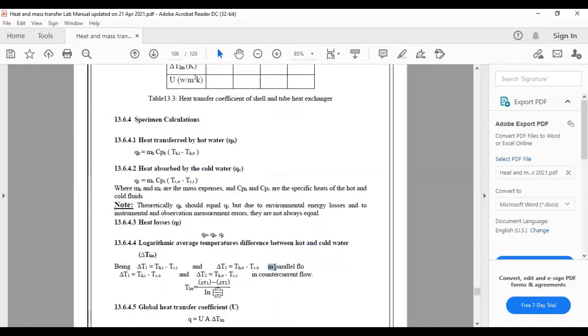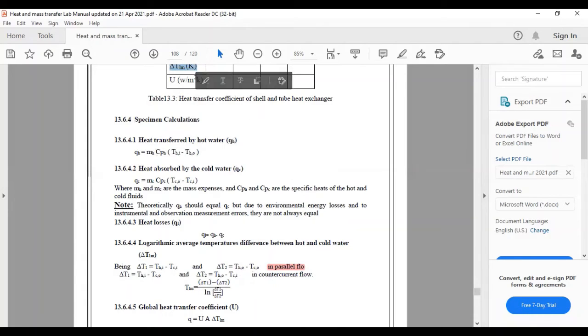So basically these values will be used if the flow is parallel, and if you are using anti-parallel flow, then you will use delta T1 equal to THI minus TCO. THI is hot water inlet, TCO is cold water outlet, and delta T2 will be equal to THO, that is hot water outlet, minus TCI, that is cold water inlet. So whatever the type of flow, if it is parallel you will use these formulas, and if it is counter parallel you will use these formulas, and then you will use the values of delta T1 and delta T2 to compute the value of delta TLM.